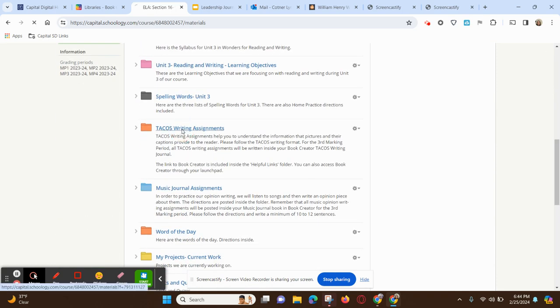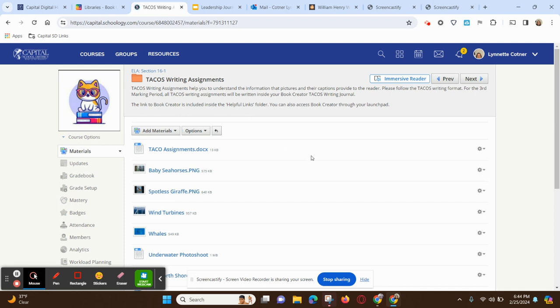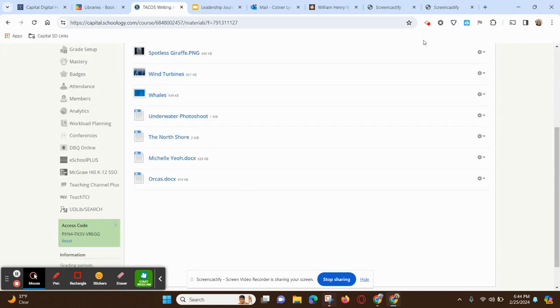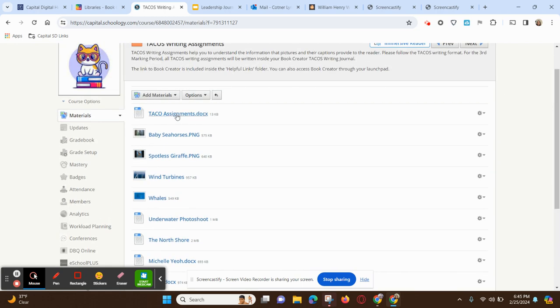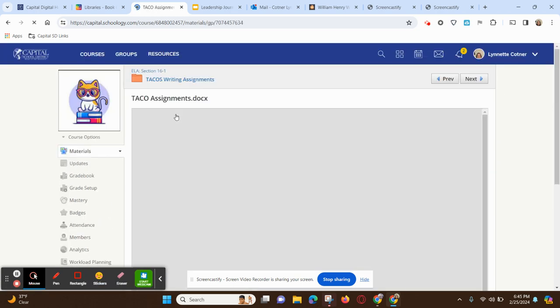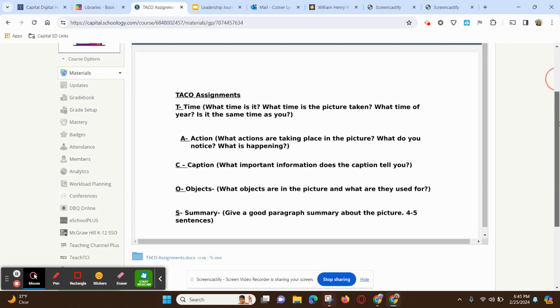The taco writing assignments. What's interesting about this is that several parents kept trying to make their students write about tacos, and my students were getting really upset. So, of course, posting this folder with the directions and every single picture with the captions has helped a lot, because students were able to show their parents what a taco writing assignment is. It's basically looking at the picture and then telling the time, action, caption, object, and summary, 4 to 5 sentences or more, summary about the picture.